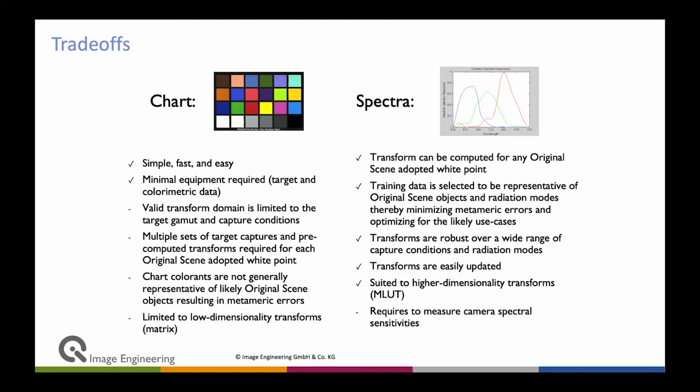The other benefit is that if you use a spectra-based approach, you are very well prepared to do more sophisticated conversions like multidimensional lookup tables. I made the example with the 3x3 matrix, but that is really the most basic approach. Modern color processing is often done with multidimensional lookup tables. And if you want to do that, you need many more colors to optimize for. Then the spectra-based approach is your choice.